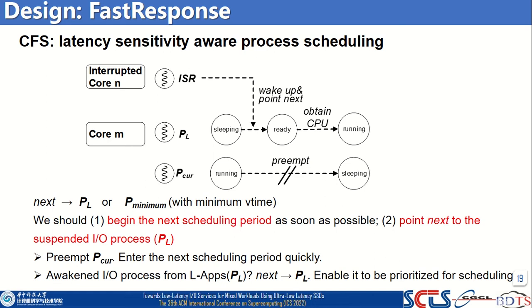Upon the IO completion, the interrupted core N executes the ISR and wakes up the suspended critical IO process PL on the core M. We would try to preempt the current running process of the core M, so the core M can enter the next scheduling period quickly. As long as the awakened IO process belongs to latency-sensitive applications, we point next to it immediately, and thus enable it to be scheduled first in the next scheduling period. In this way, the critical IO process may be scheduled quickly after it is awakened.